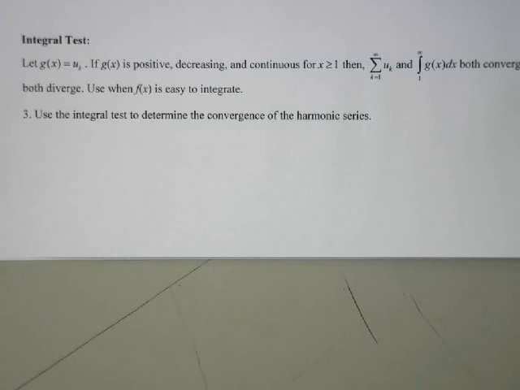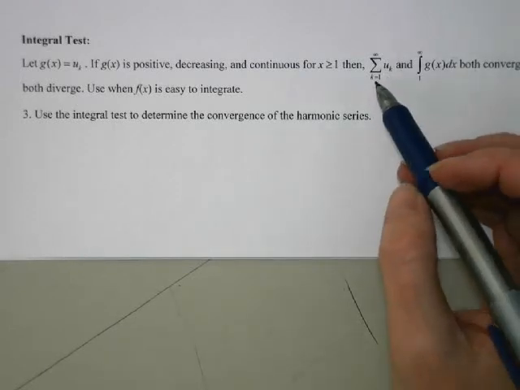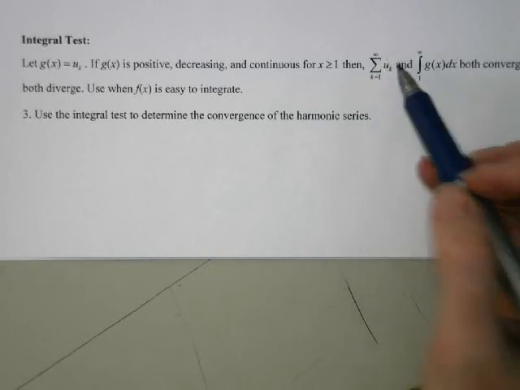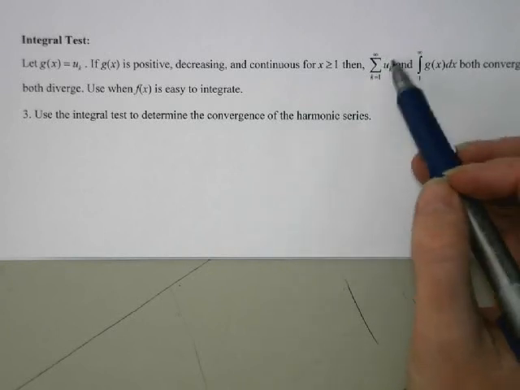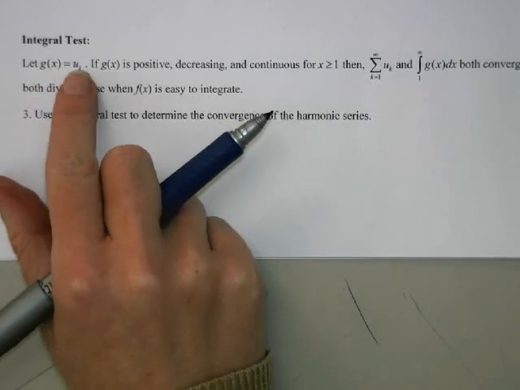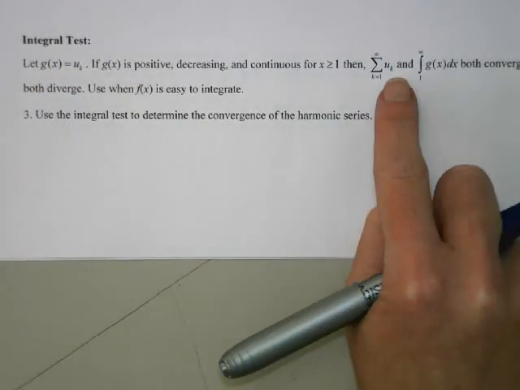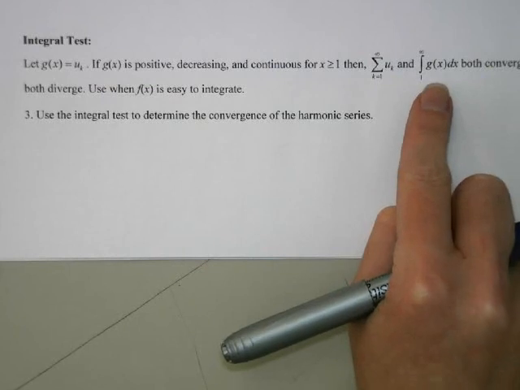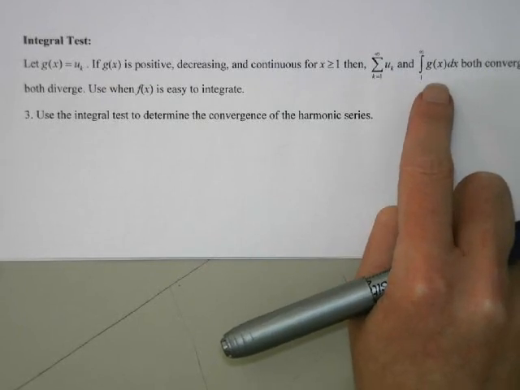The next one is the integral test. This one is new to you. There are 3 conditions that need to be met. If the series is positive, decreasing, and continuous, then if we have some series, we're going to rewrite the general term and put it in an integral. So we're going to let g of x equal the general term in the sigma notation, and we're going to integrate from 1 to infinity.